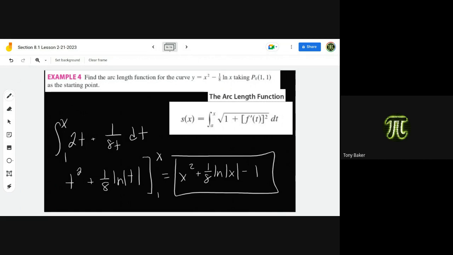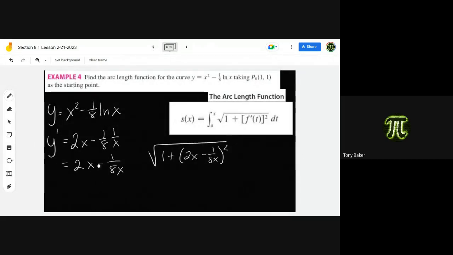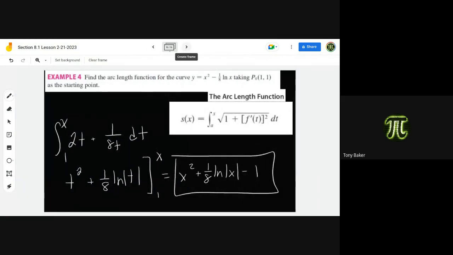Now we can technically plug in any value I want for x and find arc length. I know it changed slightly. Yeah, it didn't change much. Well, actually, even if we looked at this, my original derivative was 2x minus 1 over 8x. And after I did the whole thing, it ended up being 2x plus 1 over 8x. So it really didn't change by much. So, LNs have a tendency to do that.